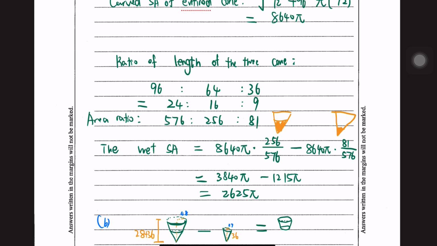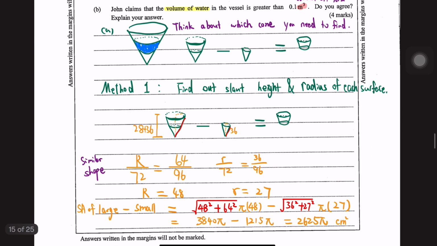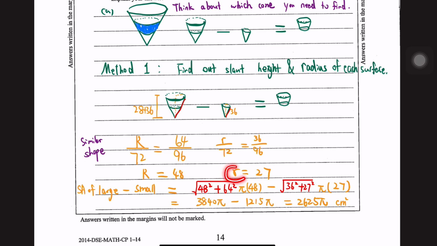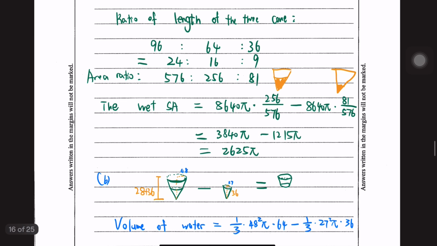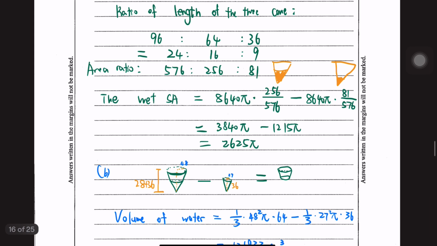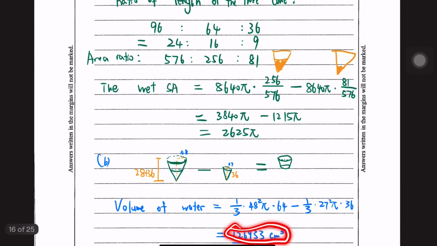Okay, in this case, if you are using method 1, you already found all the radii, right? And the height, you have all the heights here. So you can directly do it without using the ratio. So I think this one will be easier for you. How to find the volume? 1/3 times the base area 48 squared pi, the circle area, right? Times the height 64, and then minus the smaller one, 1/3 times 27 squared pi times the height, and then you can calculate the result here.